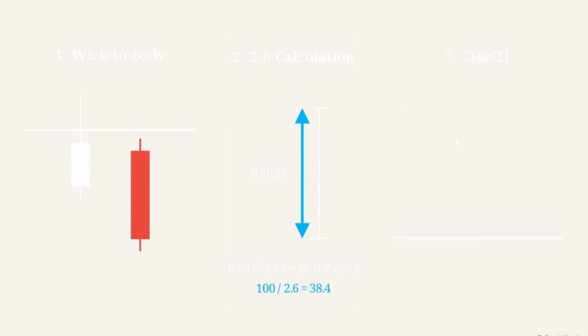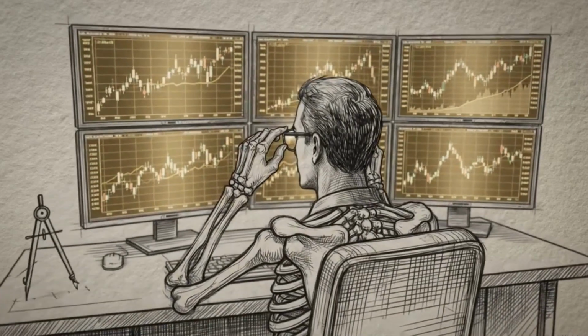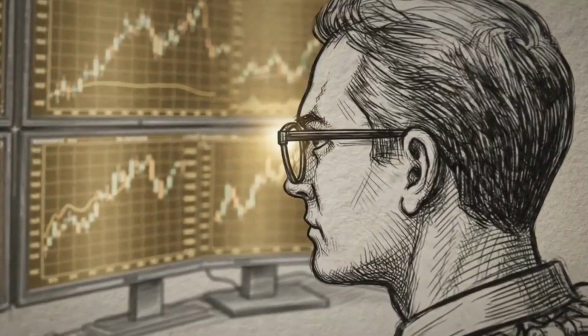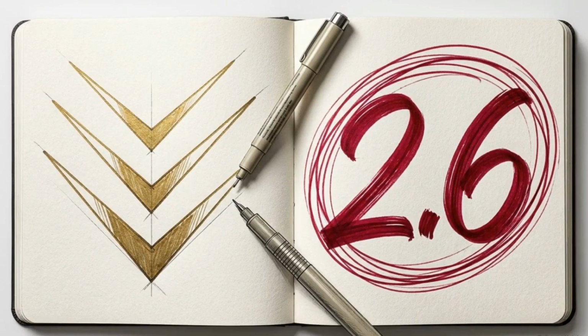This system relies on three strict pillars: verify the wick-to-body signal, execute the 2.6 calculation, and demand the change of character confirmation before entering. Now it is time to put this into practice. Open your charting platform, navigate to a 15-minute gold chart, and backtest this calculation on the last 3 major market reversals. Do the math yourself and see the results.